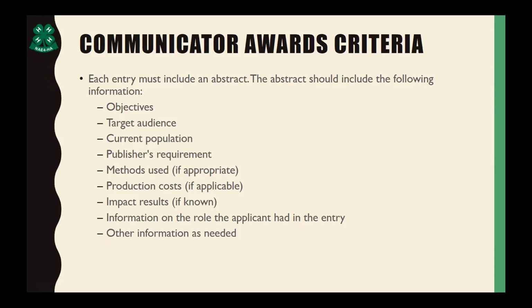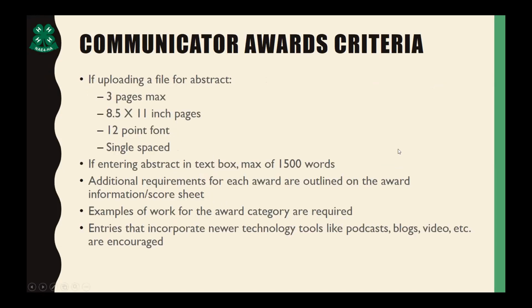Information on the role of the applicant that you had in the entry. And then any other additional information you feel might help to tell the story about that communicator piece that you're submitting in the award application. The abstract can be up to 3 pages max, which is an 8.5 by 11-inch page, 12-point font, and you can do single-spaced type on your 3 pages.